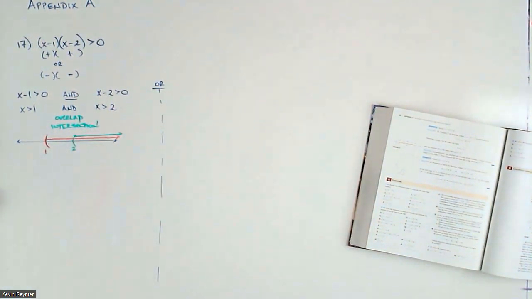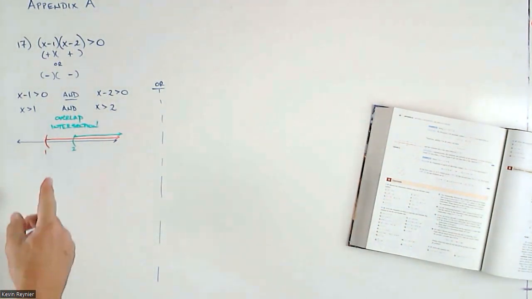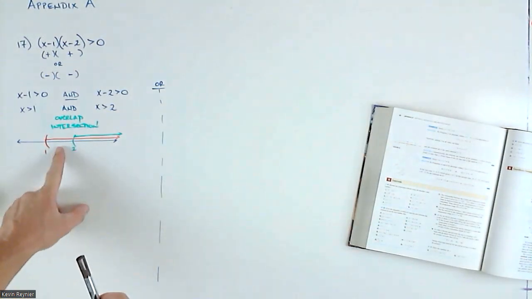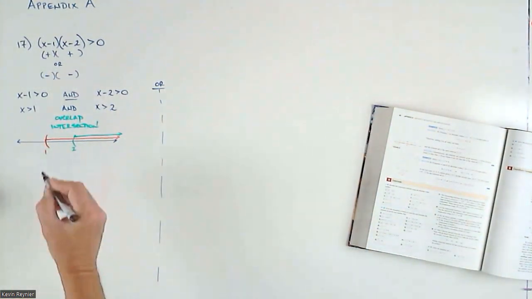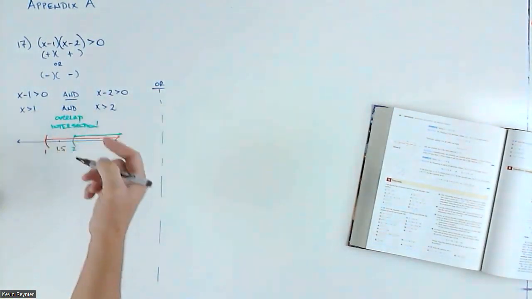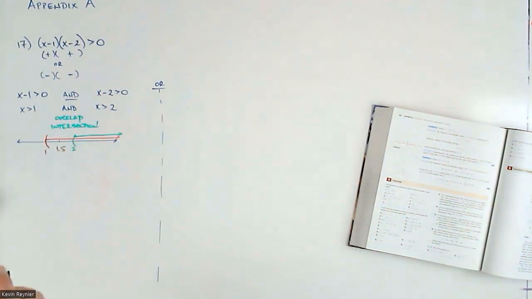So our teacher told us, where are both of those inequalities satisfied? After all, the preposition is "and." Where are they both satisfied? They are both satisfied from 2 on, right? 1.5, which sits right here, is greater than 1, but is not greater than 2. So that is not in our solution set.